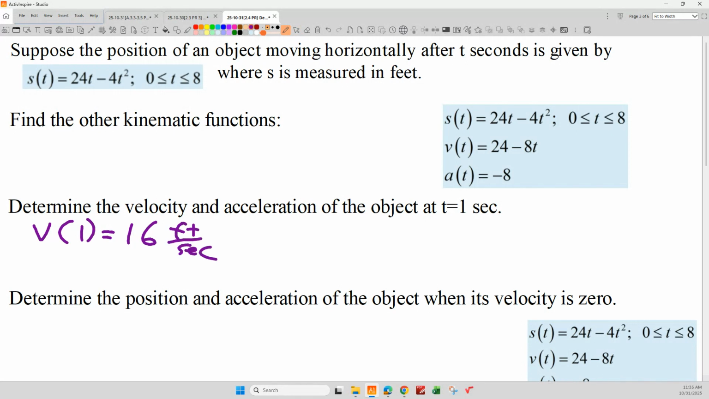Okay, what would the acceleration be at t equals 1? Negative 8. Yeah, right? Because it's always negative 8. What would the units of acceleration be?